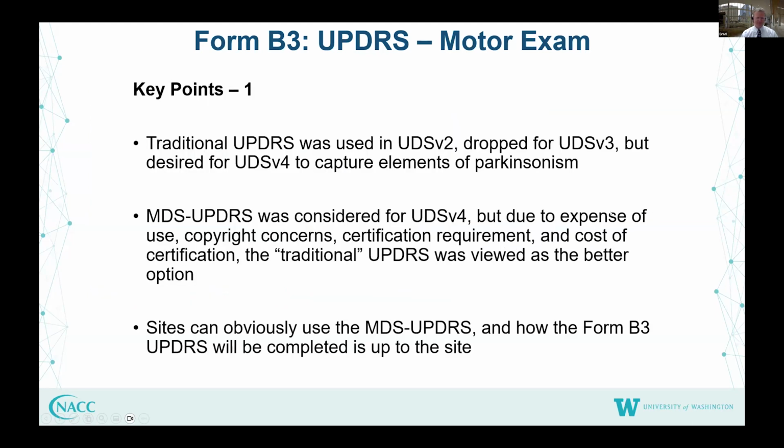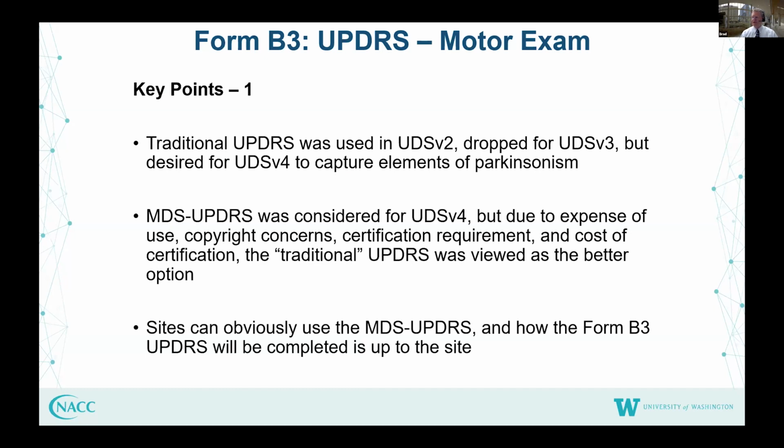So it's a pretty simple exam. A lot of clinicians are quite familiar with this. This is the traditional Stanley Fahn version of the UPDRS published many, many years ago. This was used in UDS version 2. It was dropped for a few regions in version 3, but resurrected for UDS4 in part because we just don't have a good motor exam phenotyping measure. And so this was brought back in for UDS4.